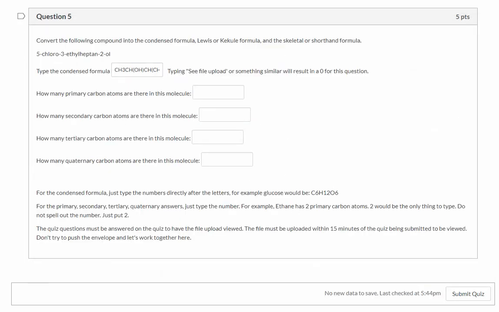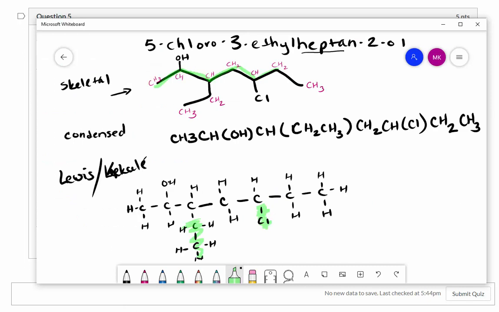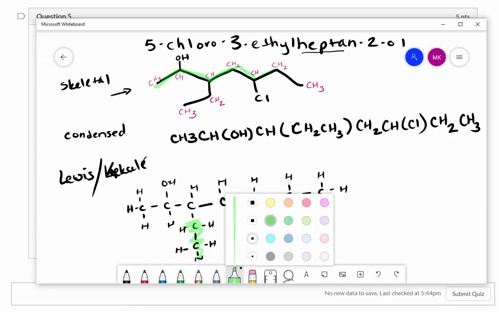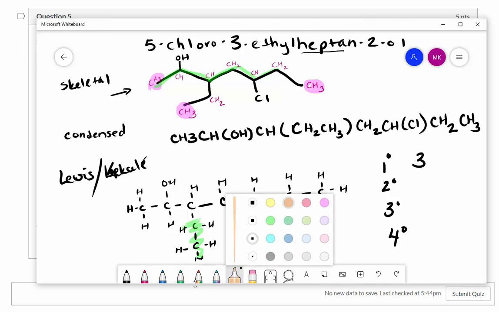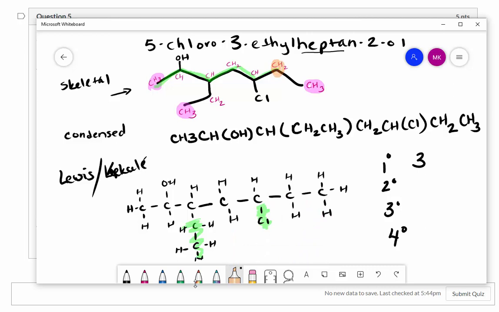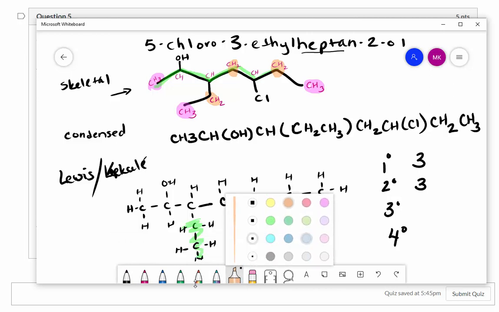So now let's count how many primary, secondary, tertiary, and quaternary carbons do we have? Well, let's see. Let's start with primary. All of your CH3s are primary. So we have 3 primaries. All of your CH2s, well, not all of your CH2s. So this one, this one, this one. These are going to be your secondary carbons. So we have 3 of those. They are bonded to other carbons, and that's how we know that.